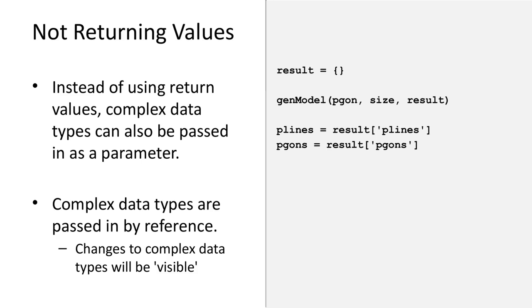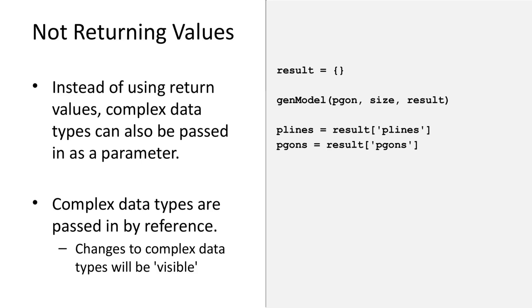Another option is to use parameters instead of return values. Remember that any complex data type is passed by reference. This means that if we pass in a list or dictionary into a function, the function can update the values inside that data structure. There is then no need to return the data, since the changes that the function makes will also be visible outside the function.